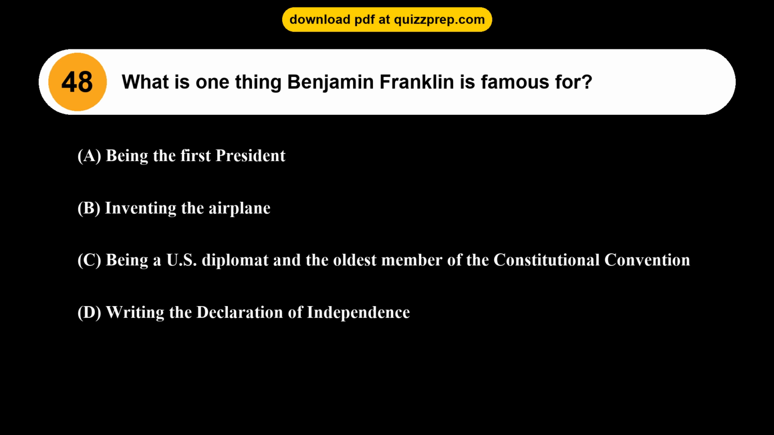Option A. Being the first president. Option B. Inventing the airplane. Option C. Being a U.S. diplomat and the oldest member of the Constitutional Convention. Option D. Writing the Declaration of Independence.